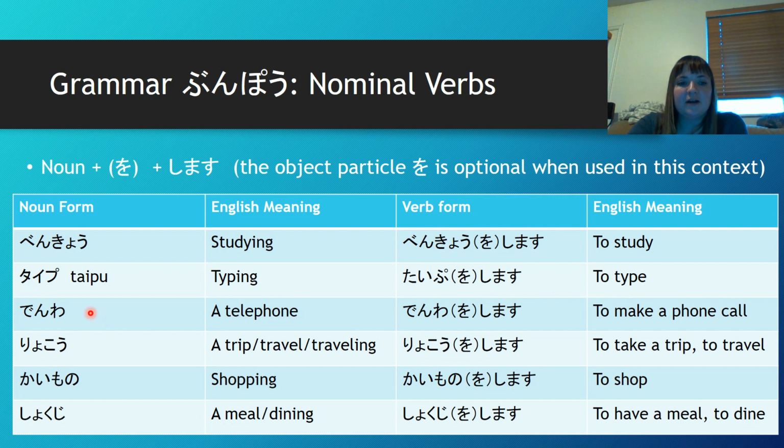Of course, we have our word denwa, which is a telephone. We can combine that with shimasu, denwa shimasu, and it becomes to make a phone call. So if you want to call someone, you can say, girlfriend o denwa shimasu. I will call my girlfriend, right? Okay, something like that. Next one is ryoko. Ryoko, right? Our word for trip or travel or traveling. We combine that with shimasu, and it means to take a trip or to travel.